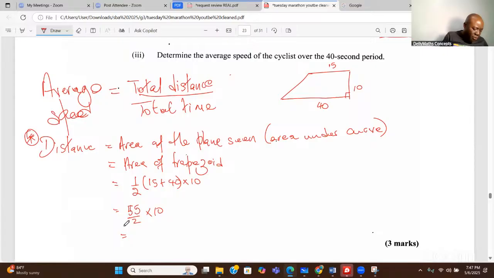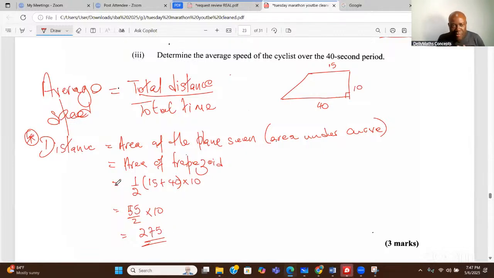All right, what do we get? 275. So this is 275. That's the area. This is equivalent to your distance, the total distance traveled.